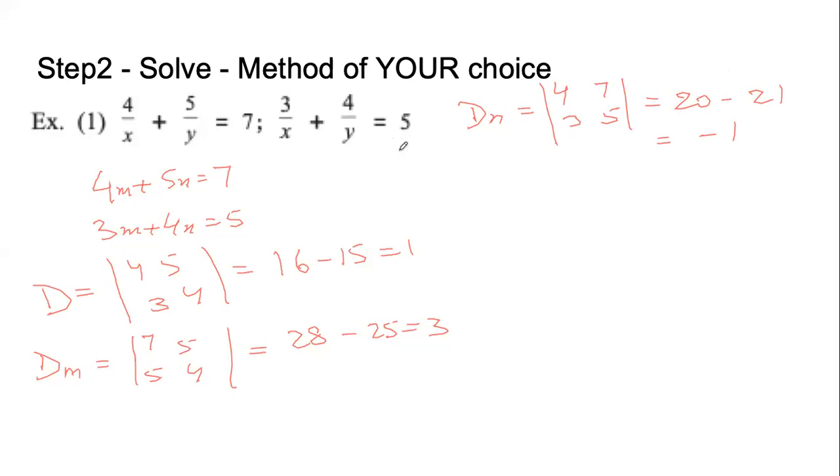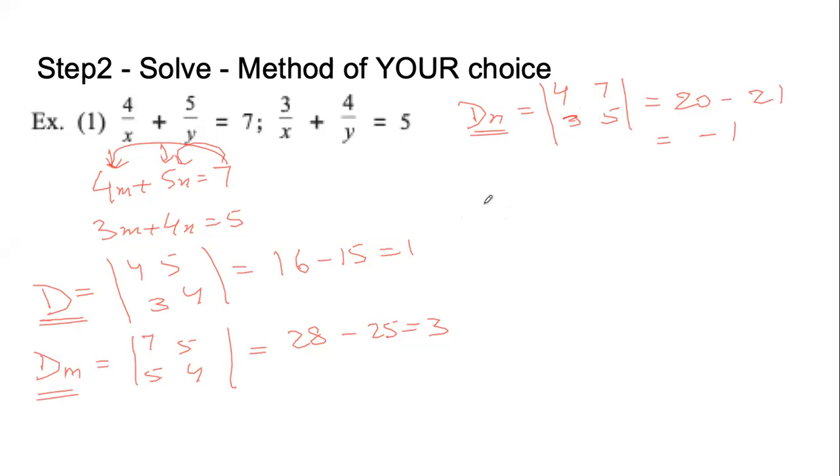All are correct. When we are writing the determinant D, we are using these two columns. When we are writing Dm, we put the constants in place of the first variable. When we are writing Dn, we put the constants in place of the second variable. If you complete the work, you will understand.